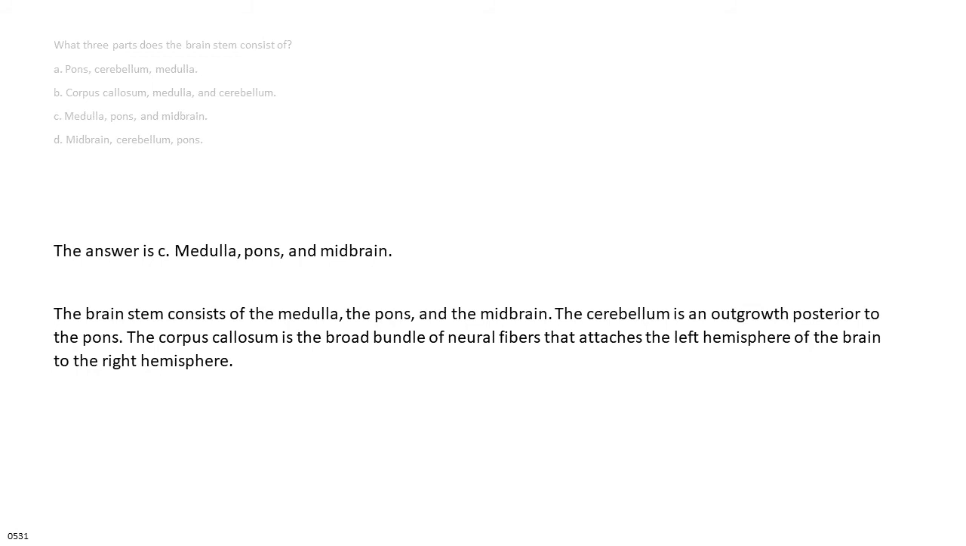The brainstem consists of the medulla, the pons, and the midbrain. The cerebellum is an outgrowth posterior to the pons. The corpus callosum is the broad bundle of neural fibers that attaches the left hemisphere of the brain to the right hemisphere.